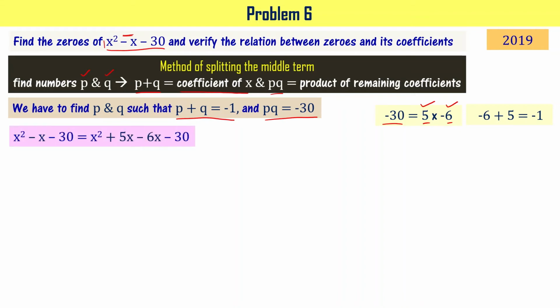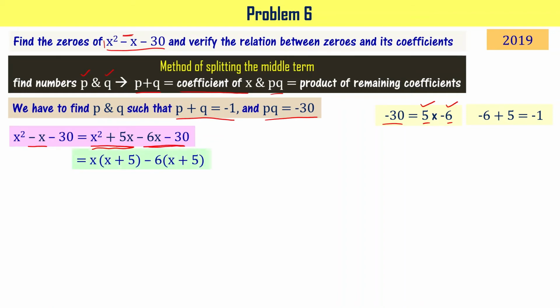Using this, let me write x square minus x minus 30 as x square plus 5x minus 6x minus 30. What I have done is split the middle term minus x as the sum of 5x and minus 6x, right? Now I can take x as the common factor from these two terms and minus 6 as the common factor from these two terms, right?